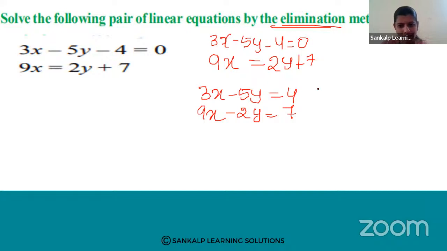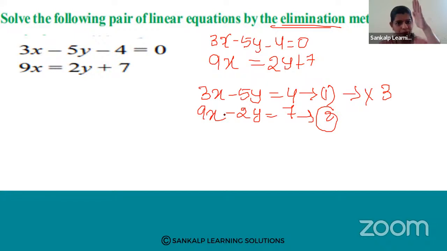So call this as equation number 1 and this as equation number 2. When you multiply equation 1 by 3, then you will get 9x here. So here also 9x is there. So 3 3s are 9, 9x, 9x means you will eliminate x. Now x or y, either can be eliminated. Which is easier? When you multiply with 3, you will get 9. So 9x will get eliminated.